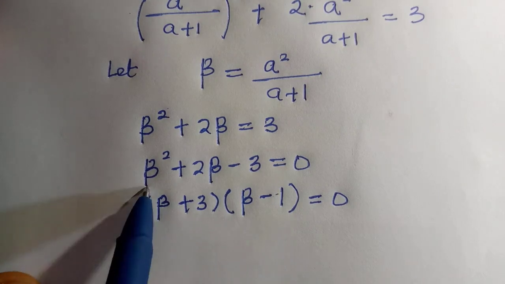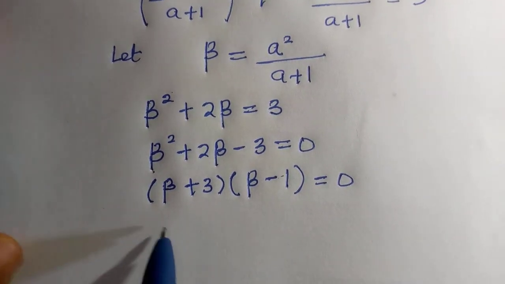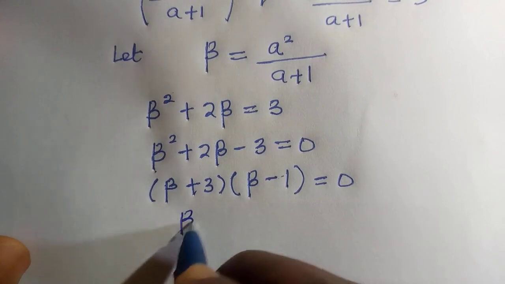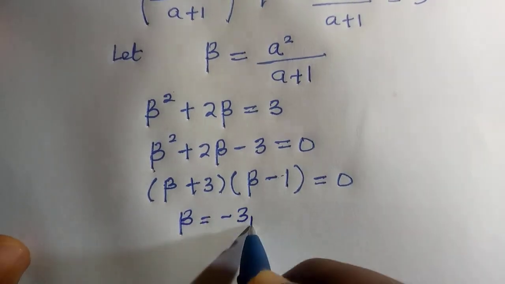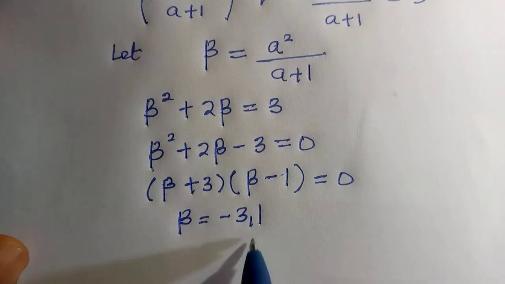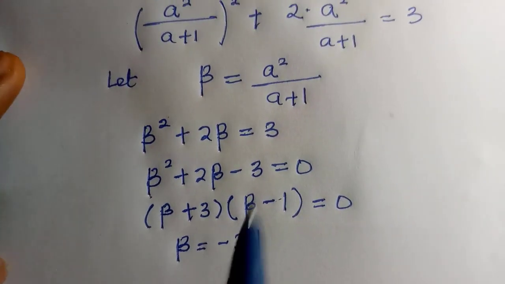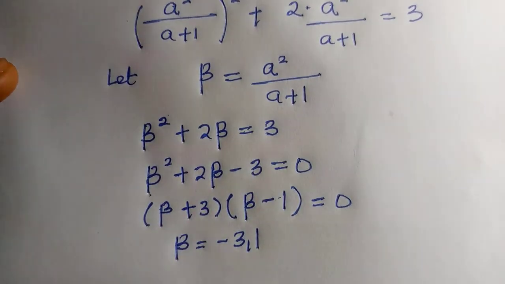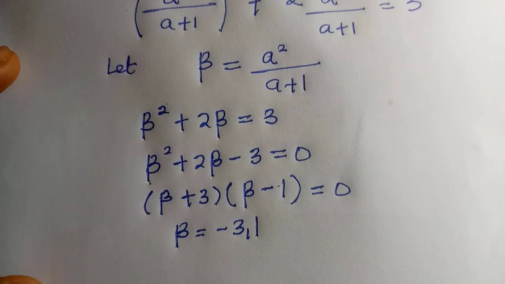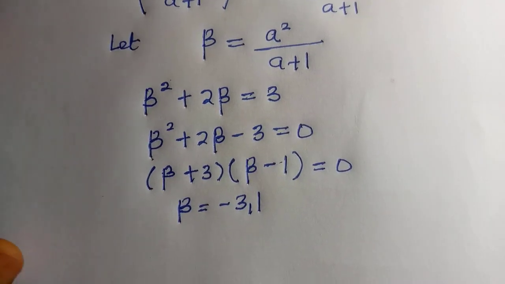So here is the factorization of what we have above, and the roots of them are beta equals minus 3, comma 1. So this is what we have here, and having this, which is not the solution, so just try to come here where we let beta equals a squared divided by (a plus 1), and we replace it.